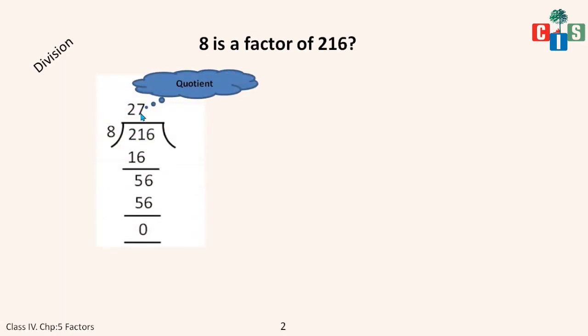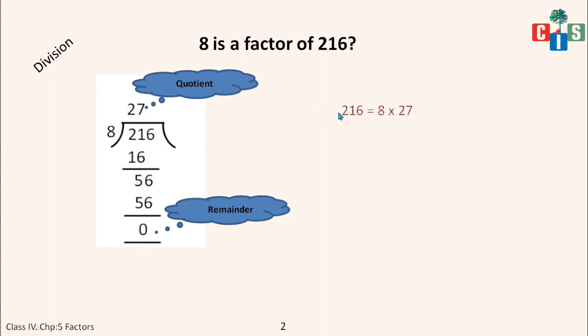I am getting 27 as a quotient and 0 as the remainder. Because 216 is equal to 8 times 27, the division is possible, and after getting remainder as 0, I can say that 8 is a factor of 216. What else can you say seeing this division, students? Is any one of you getting an idea? If you are getting the idea, you are the smartest students.